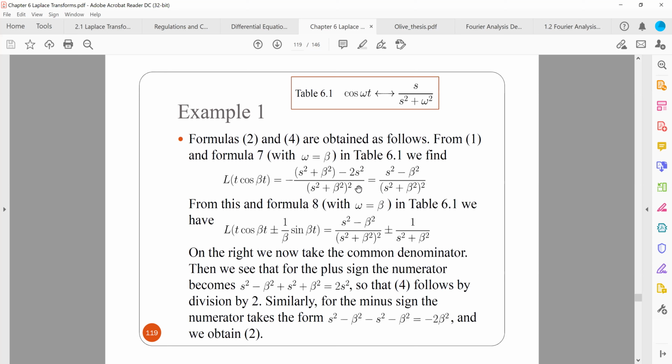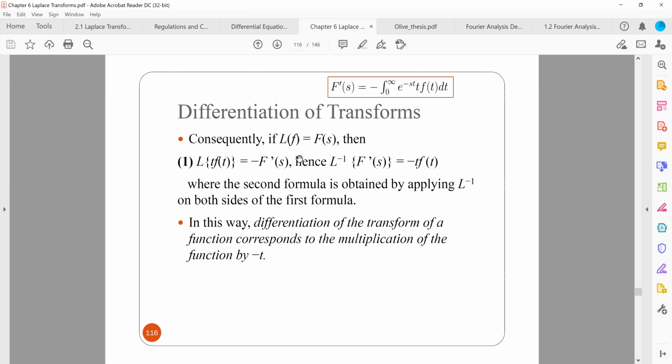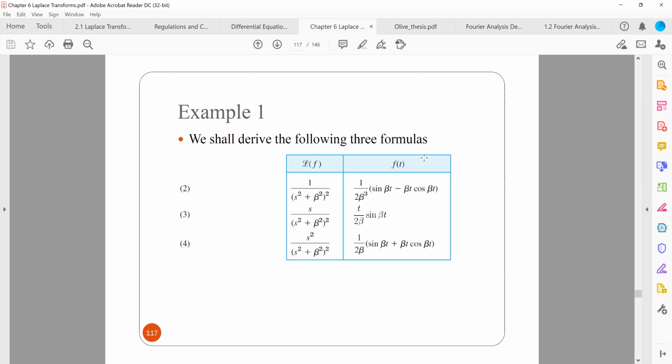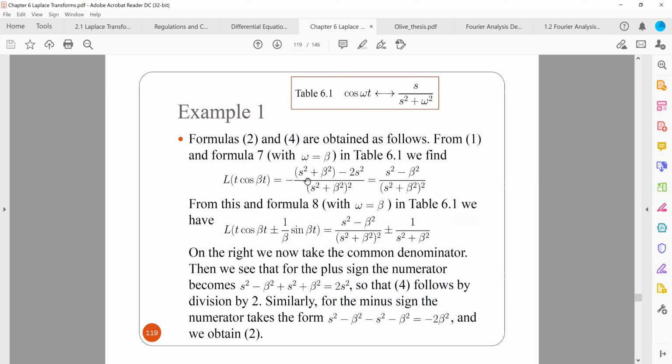If you do that, you'll end up with this, and remember, there's a minus sign here, so don't forget it. When you do your differentiation, you have to lead with a minus sign. When you expand this, you end up with minus s squared, minus beta squared, but because of the minus sign, we end up exchanging terms. So we end up with s squared minus beta squared over the square of this denominator.